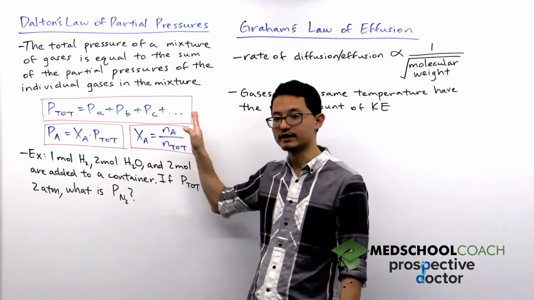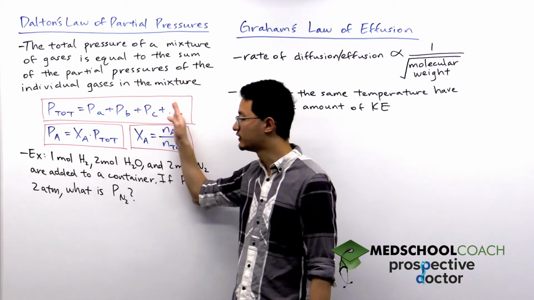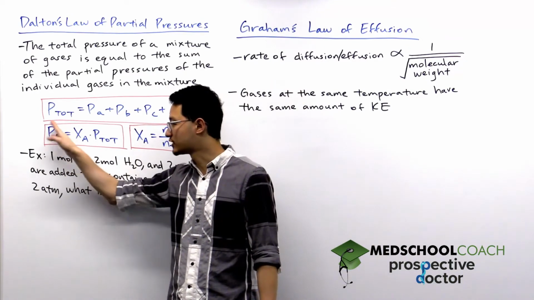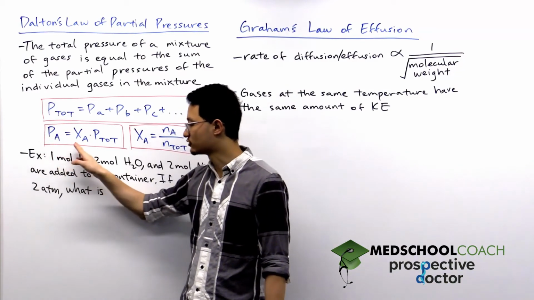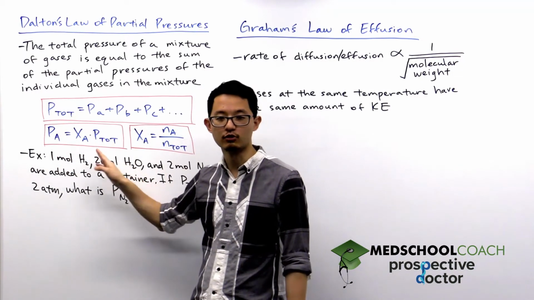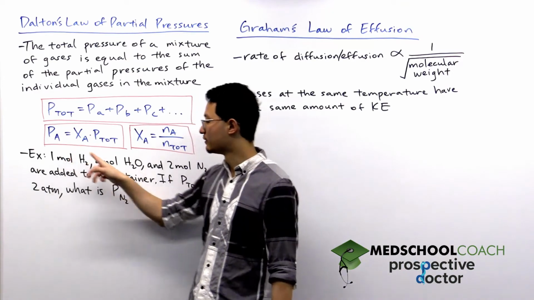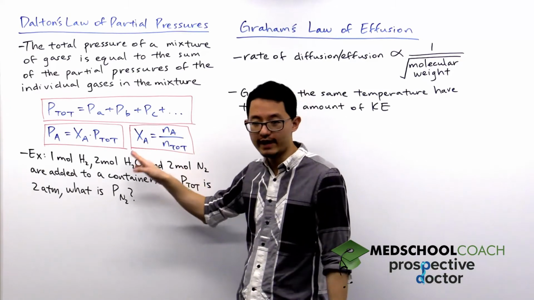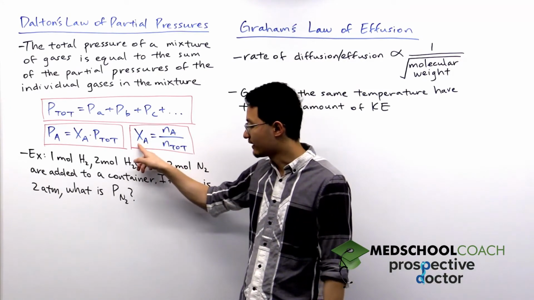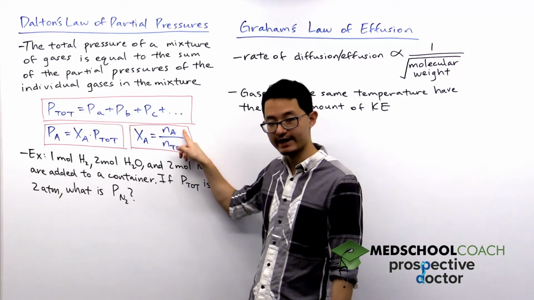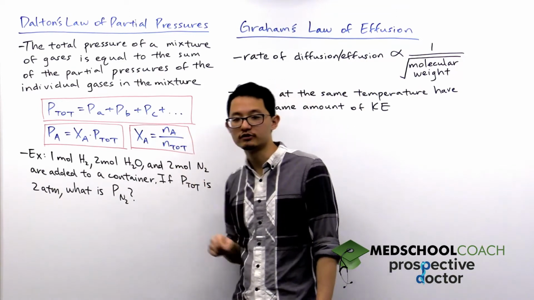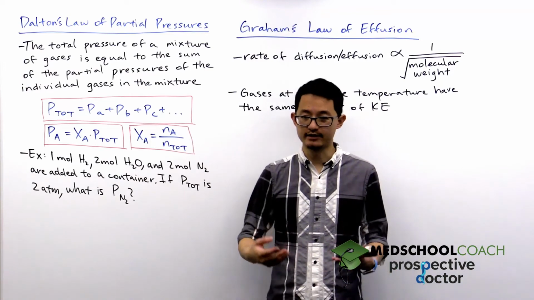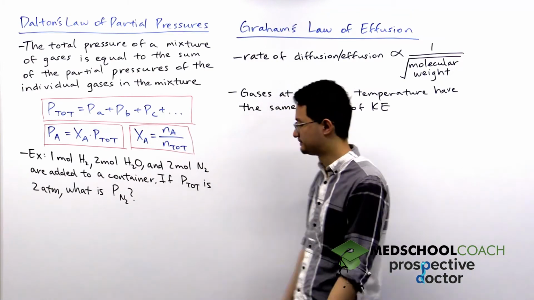If you wanted to calculate the partial pressure of any individual gas in the mixture, you can with this equation, where the partial pressure of a particular gas is equal to its mole fraction times the total pressure. Now, the mole fraction is literally what it sounds like. It's the fraction of moles that are that gas. So to calculate it, you take the number of moles of that gas and divide it by the total number of moles in the container. So you see how this works? Let's take a look at an example question.